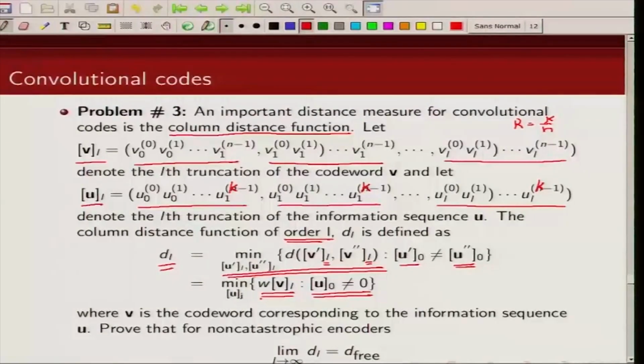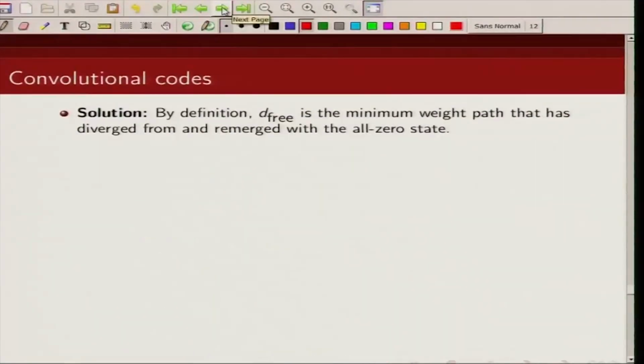Now, what you have been asked to prove here is to show that as L goes to infinity, this column distance function tends towards the free distance of the convolutional code. In fact, after 3 or 4 constraint lengths, you will see the distance reaches d free and then it remains there. So, by definition, what is the free distance of a convolutional code?